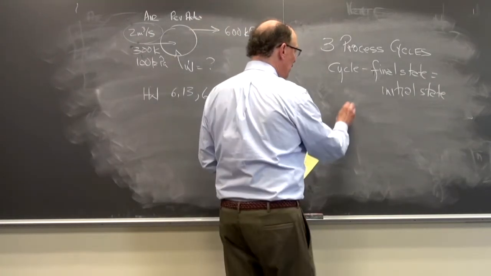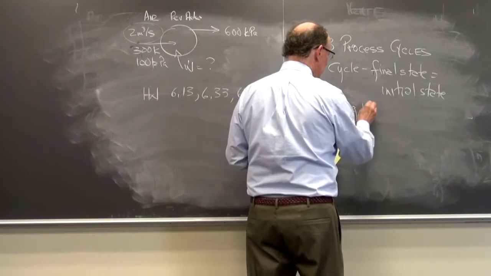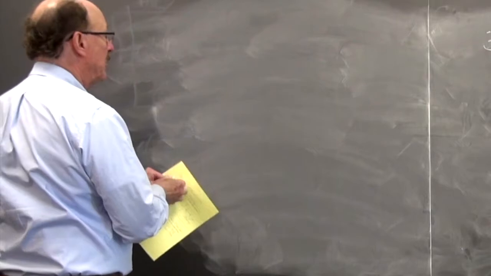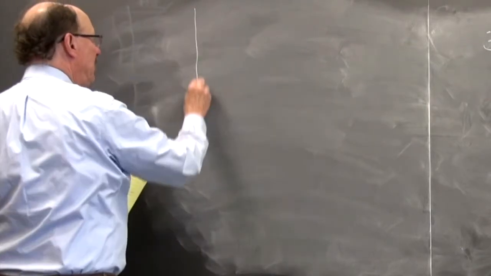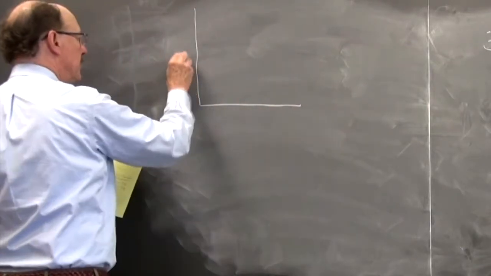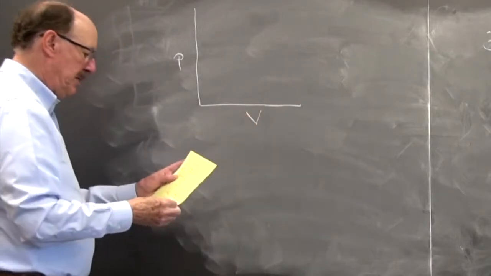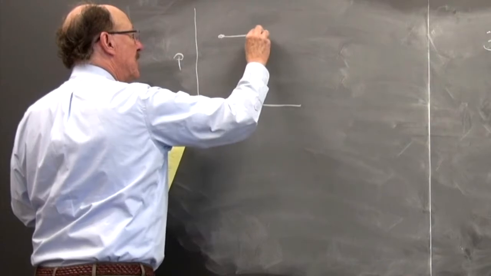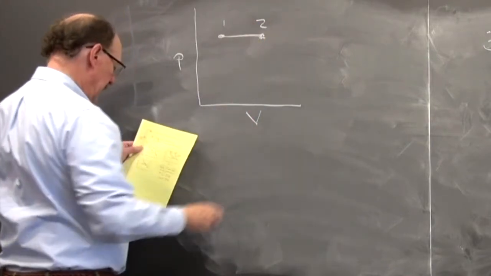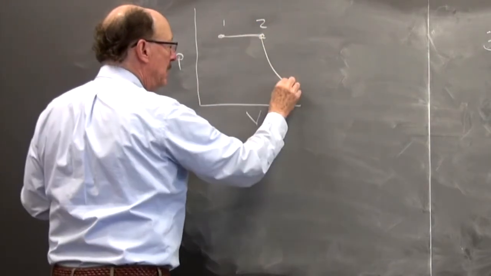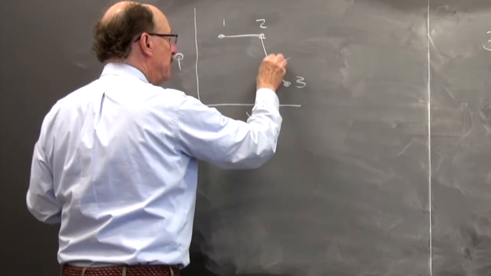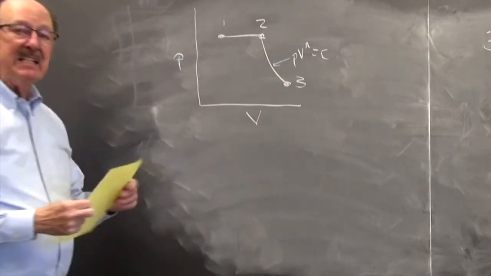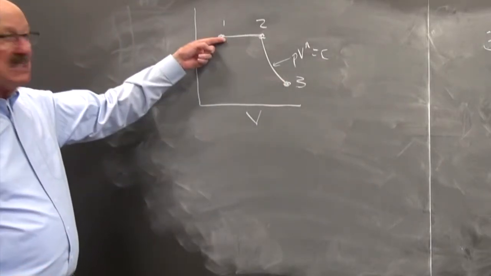These are on page 186, if you want to check on the book where this is. So if I were to look at a PV diagram, so I had a PV diagram, I had a process 1 to 2 of constant pressure, then 2 to 3, let's say it's PV to the n is a constant. Then I need something to bring me back to state 1.